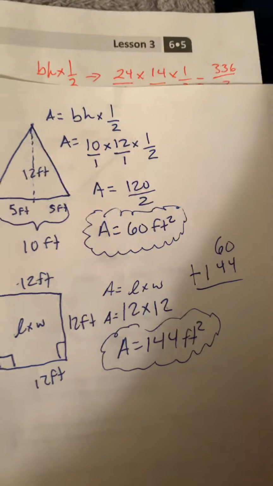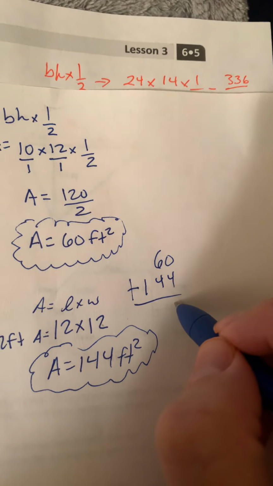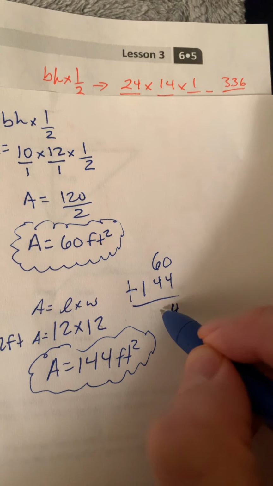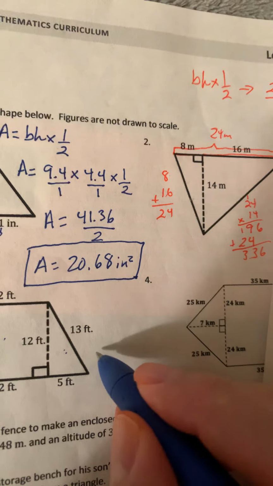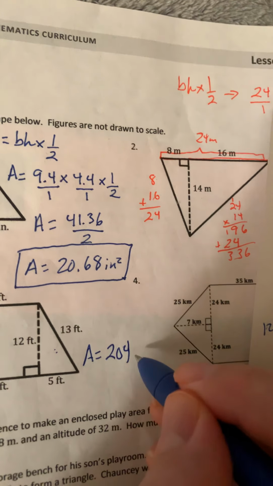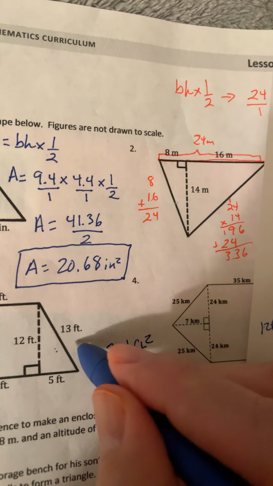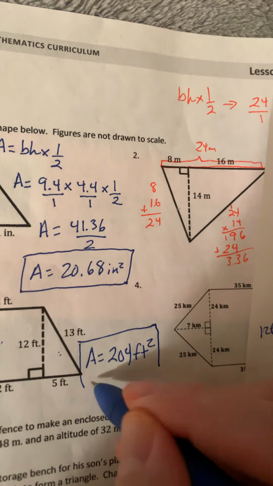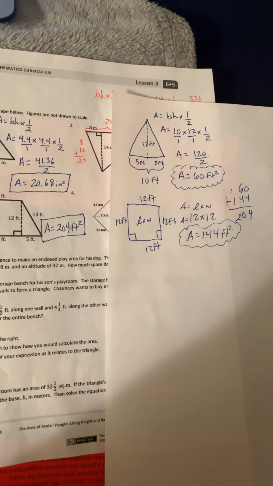So the area of this entire shape is 4, that's 10, carry the 1, 2, so 204. So the area for this shape, area equals 204 feet squared. All right, I hope this helped. Here's the actual work for it. Okay, you gotta take it one step at a time, like I was explaining.